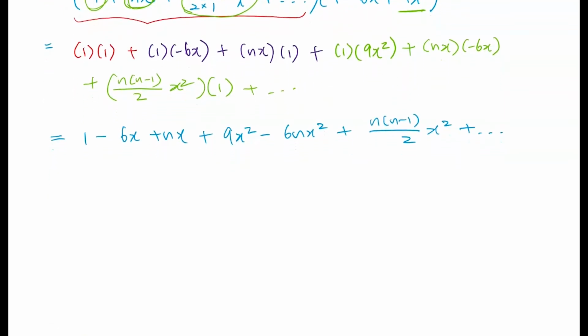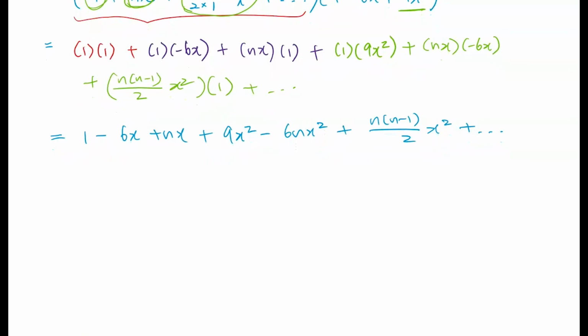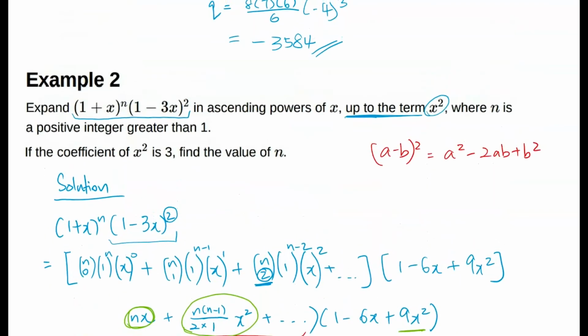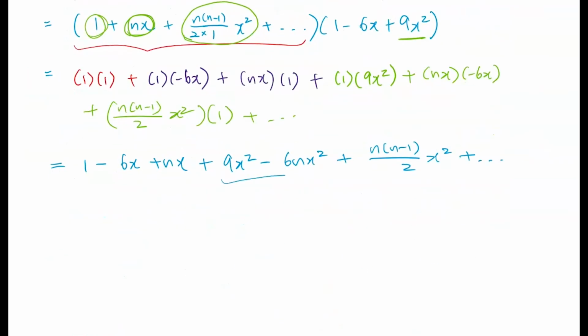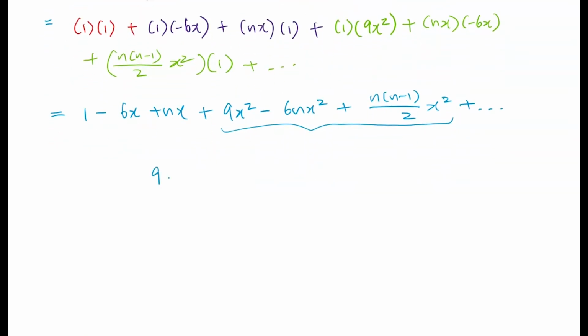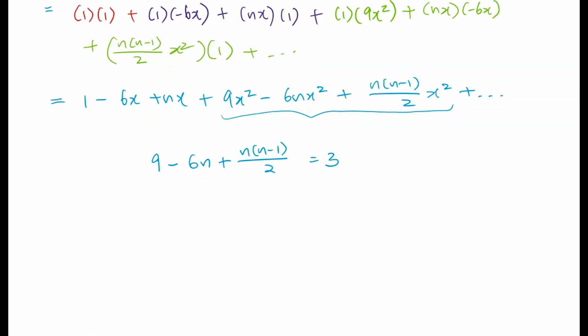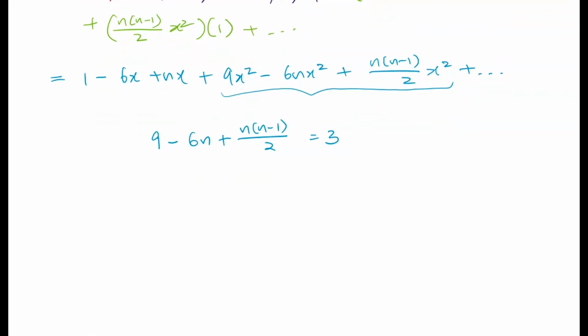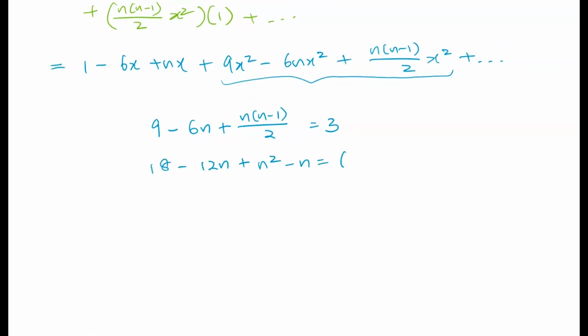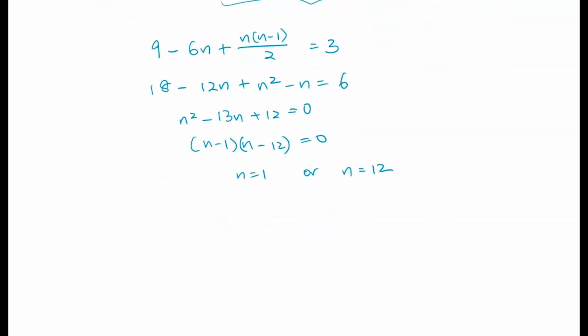Okay, now I am ready to do my comparison, to compare coefficients. The question says that the coefficient of x squared is 3. That means I only need to compare this. So it says the coefficient of this is 3. This gives me an equation that only has one unknown. That means I can solve it and get my n. So I'm very quickly going to solve this. But the question did say that n is an integer that is greater than 1. So I will reject this. Therefore, the answer is 12.